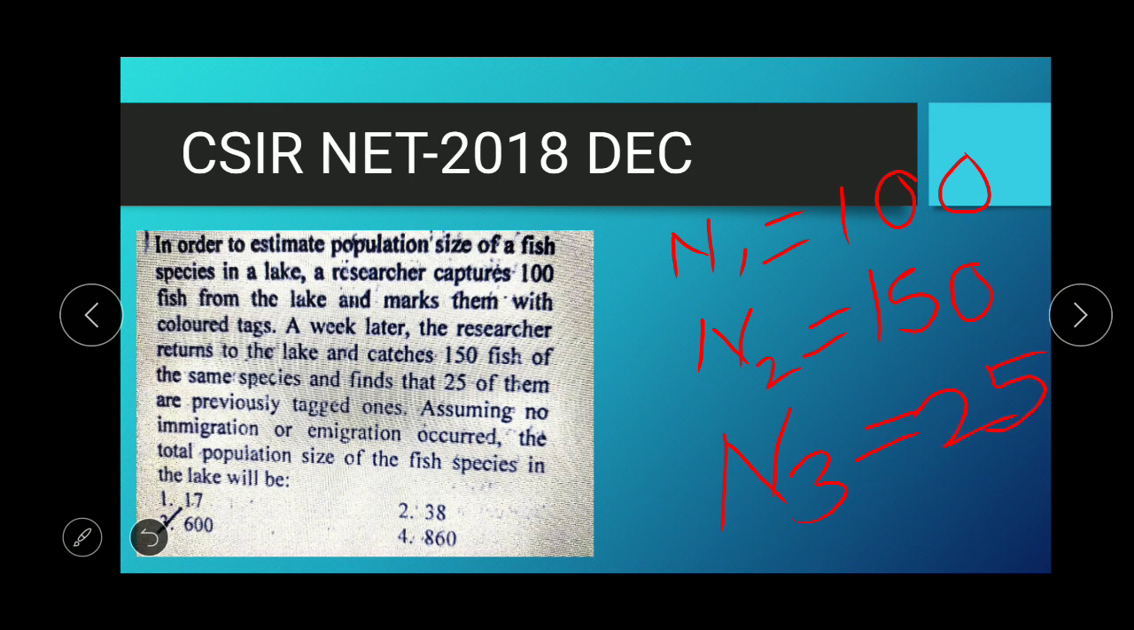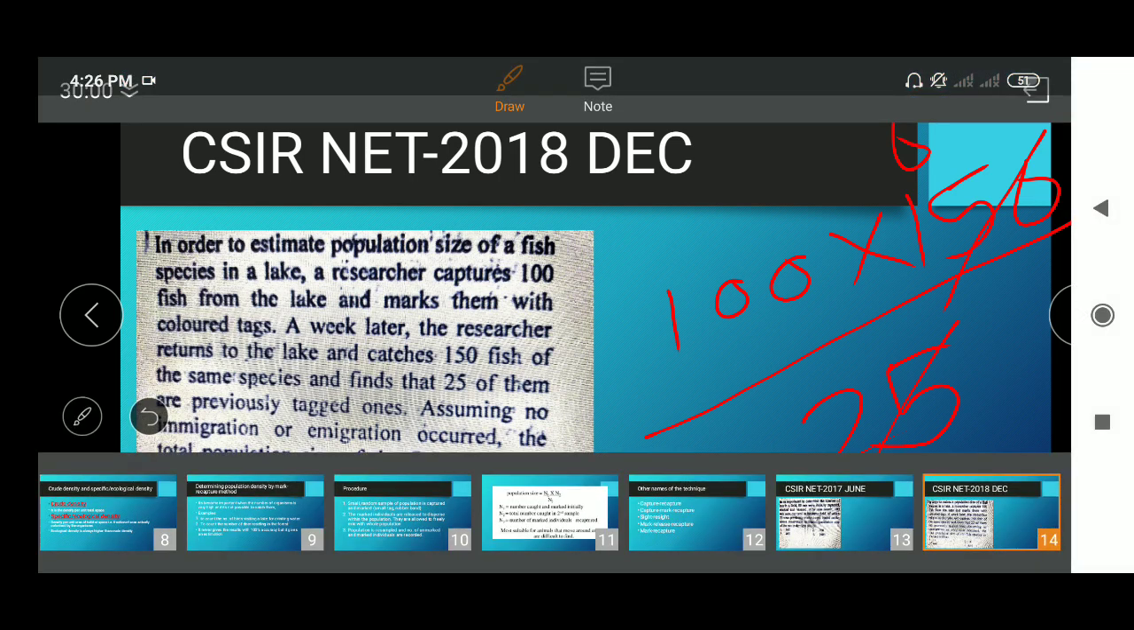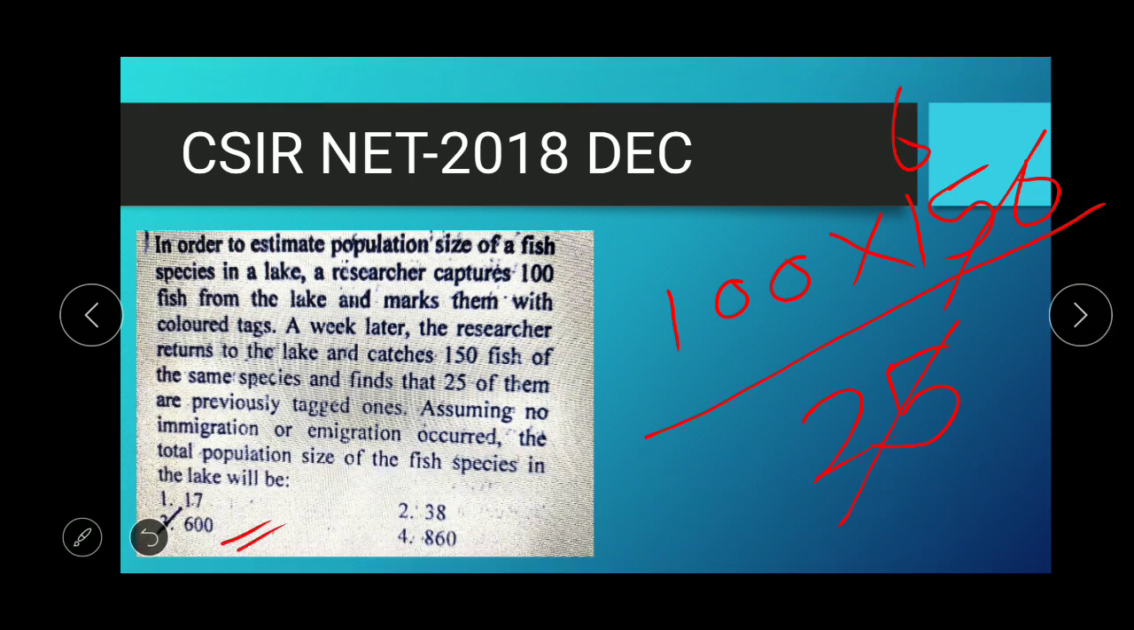Assuming no immigration or emigration occurred, that is, no fish have migrated from the lake to another lake, or no other fish have come to that lake from another lake, calculate the number of fish of that species. Here the formula will apply. What will be the formula? N1 into N2, that is 100 into 150, divided by 25. So N1 into N2 divided by N3 will be 600. So the number of fish will be 600, option 3.